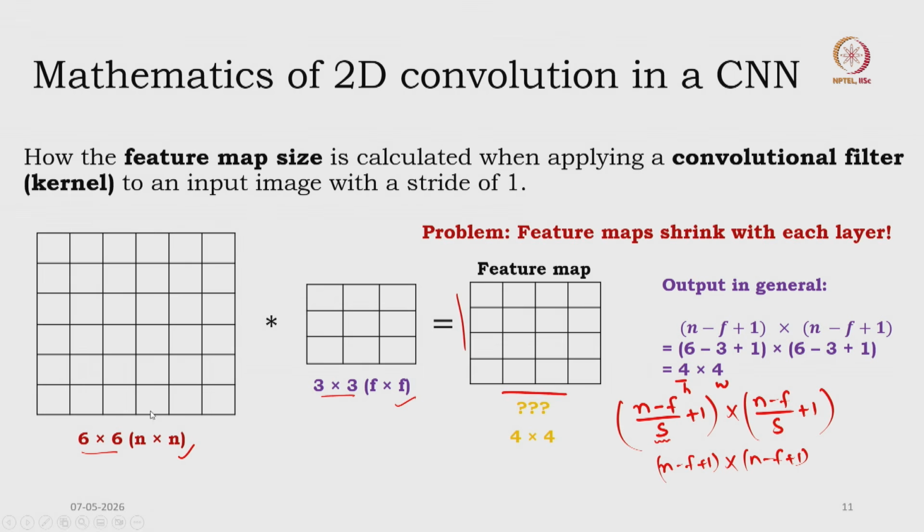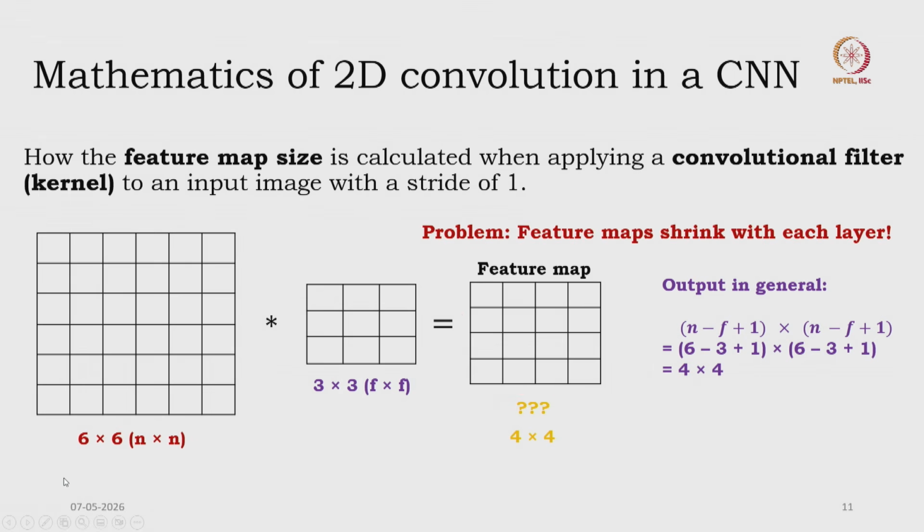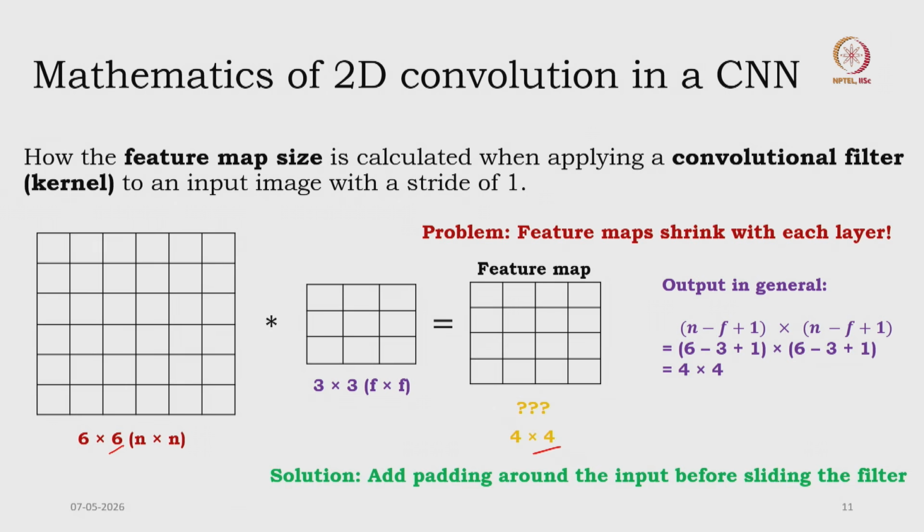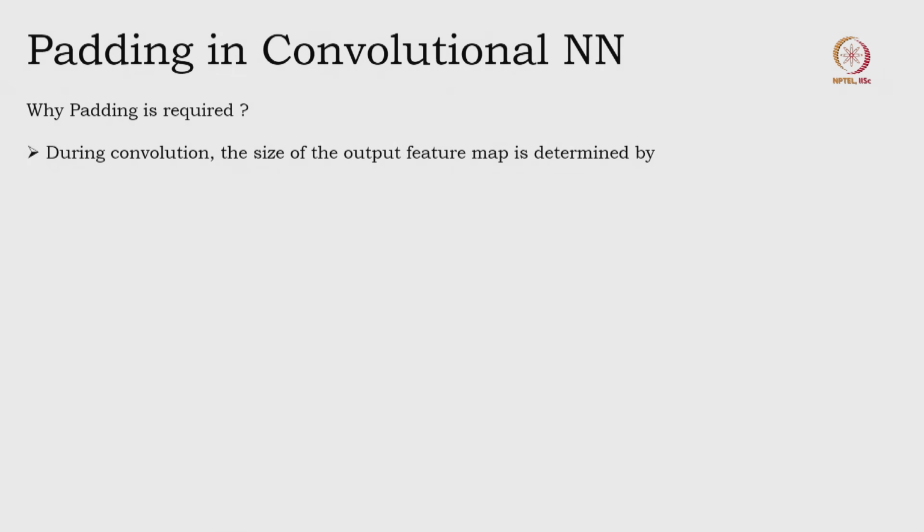Now, if you look into this, there is one problem which has occurred. The input size is 6 cross 6, but the feature map we got is 4 cross 4, which means some information is lost, right? There is a reduction in the size, and if there is a reduction in size, some information is being lost, correct? So, how are we going to avoid this? The solution is padding. Let us look into what exactly padding is.